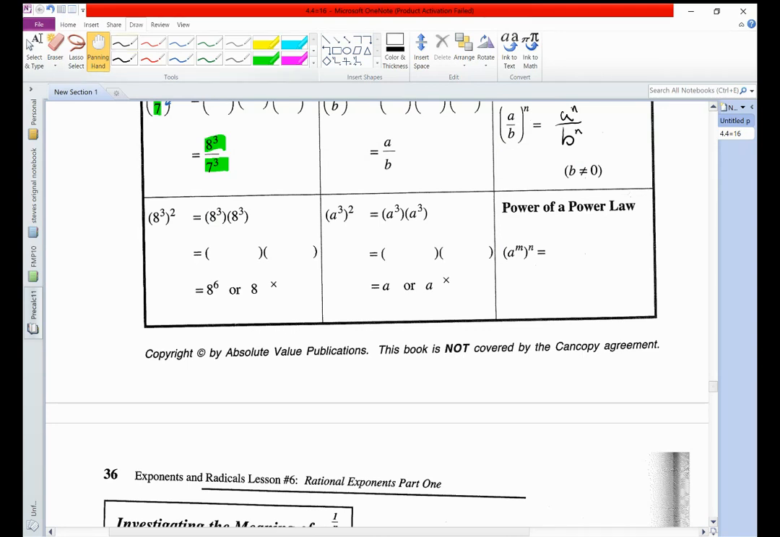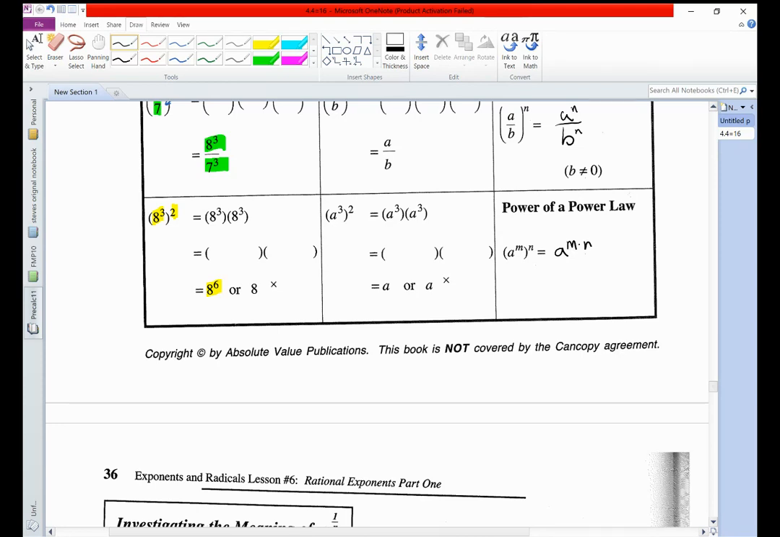When you have an exponent to an exponent, like 8 to the power of 3 all to the power of 2, you end up multiplying your exponents. 3 times 2 is 6, so that whole thing is 8 to the power of 6. So 8 to the power of m all to the power of n is going to be 8 to the power of m times n.